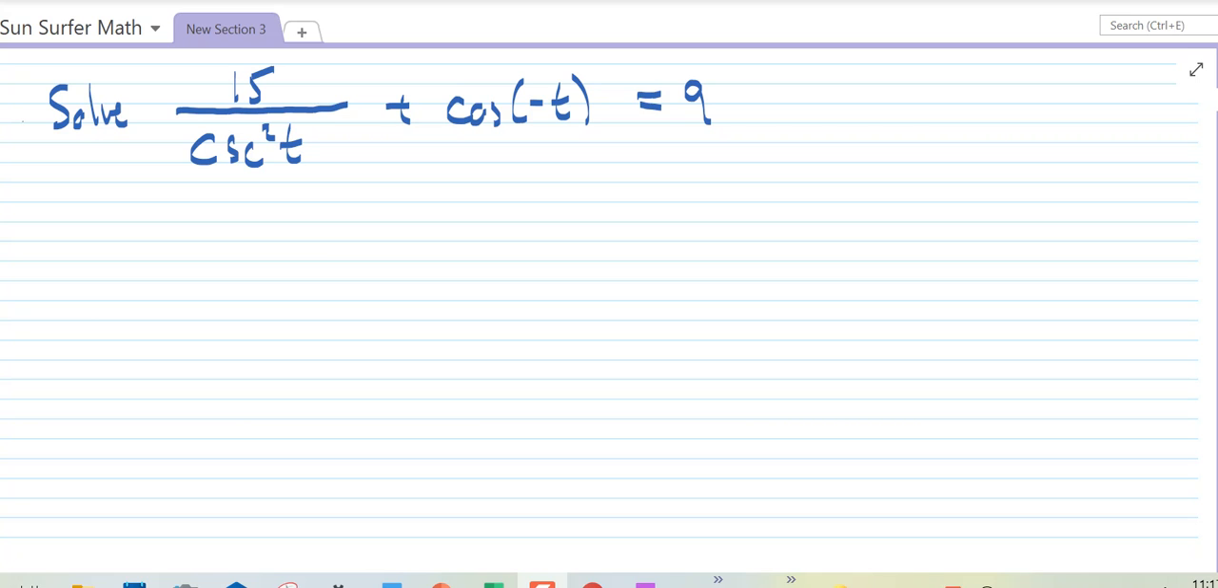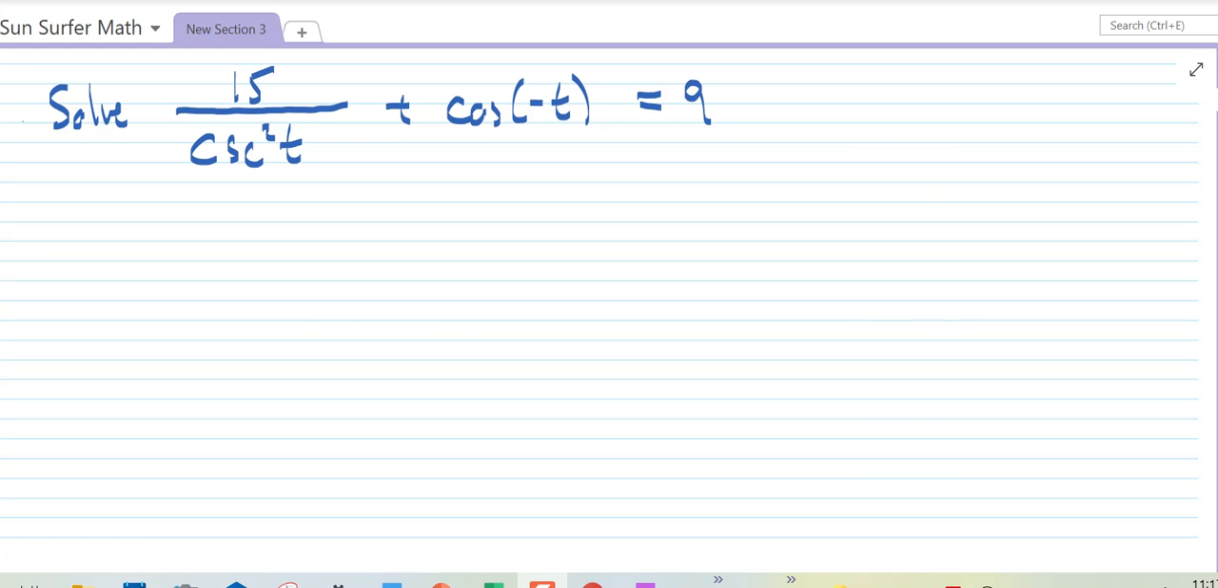I have cosecants and cosine. And anytime I see cosecants, secants, or cotangents, I like to see if there's any way that I can change those to sines and cosines. If we can change our functions to sines and cosines, it makes things much easier.